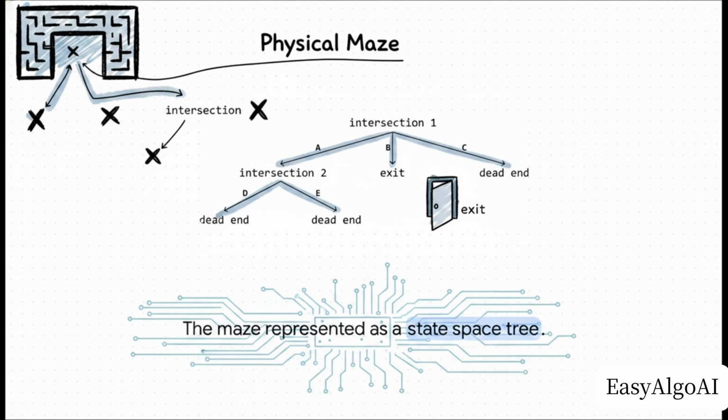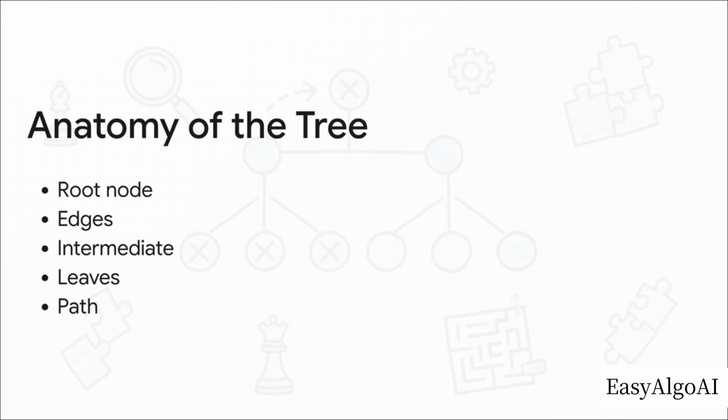Let's map this out. Every physical decision point in our maze actually maps perfectly to what computer scientists like to call a state space tree, or a decision tree. Intersection 1 sits at the very top. The choices A, B, and C, they branch downwards from it. Choice A leads to intersection 2, which then branches further into D and E. What was once this really confusing physical space is now a highly organized conceptual tree built just by mapping out every possible decision. Let's quickly break down the anatomy of this tree.